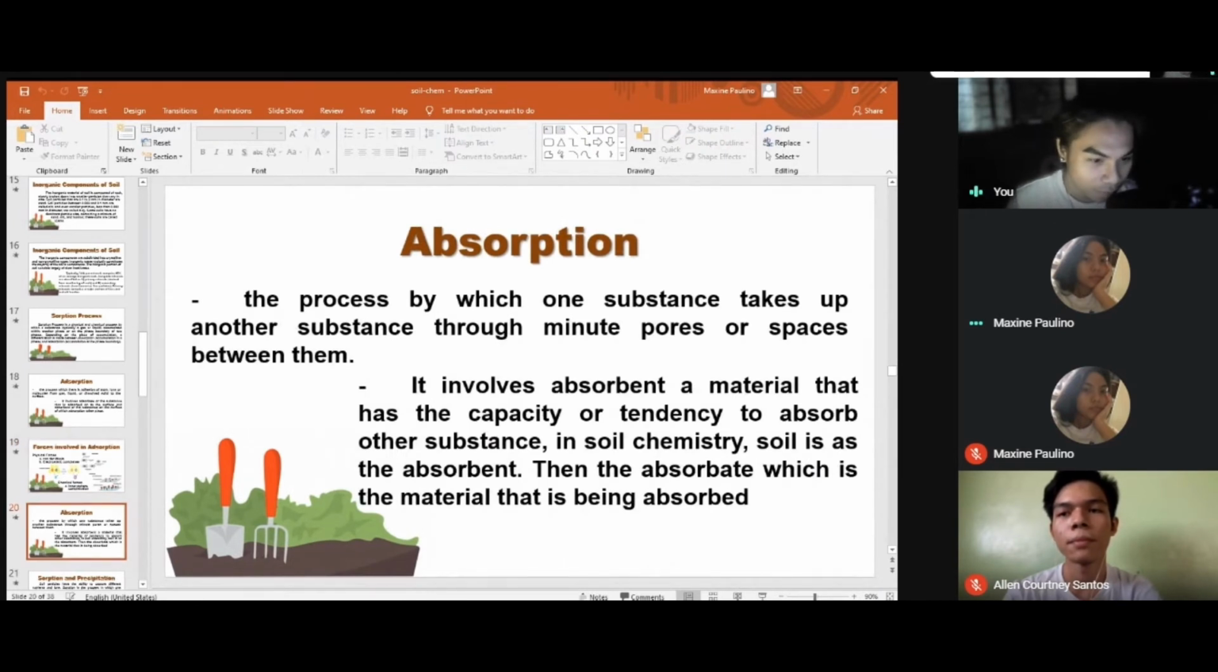Absorption is the process by which one substance takes up another substance through minute pores or spaces between them. It involves an absorbent, a material that has the capacity or tendency to absorb other substances. In soil chemistry, soil is the absorbate, which is the material that is being absorbed.